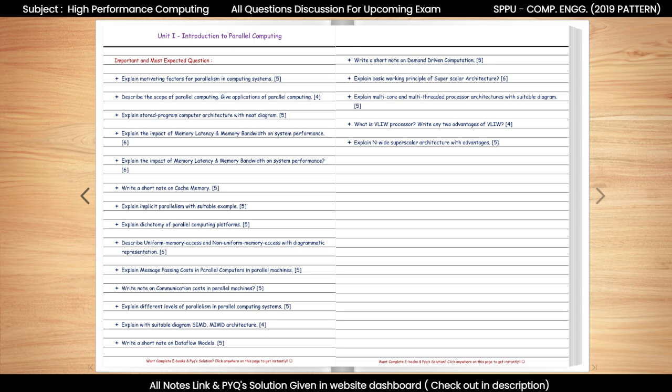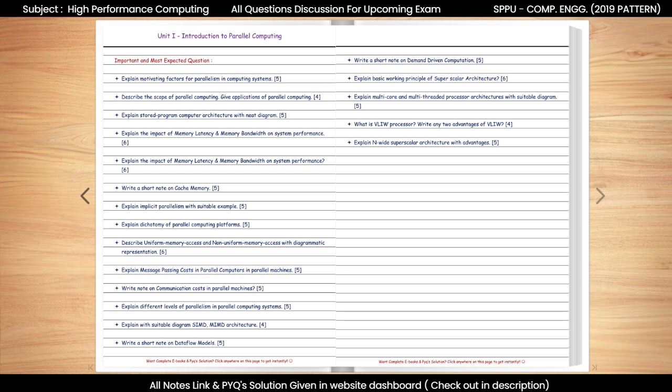Now, let us move on to our next important topic, data flow models. From this topic, we can expect questions such as, write a short note on data flow models. In data flow models, computation happens when data becomes available. Instructions do not follow a fixed sequence. Instead, they execute as soon as their input data arrives. This model exposes a high degree of parallelism and avoids unnecessary waiting.